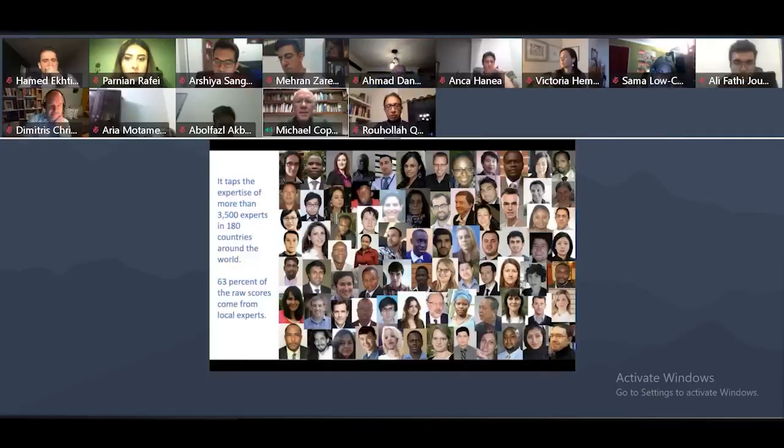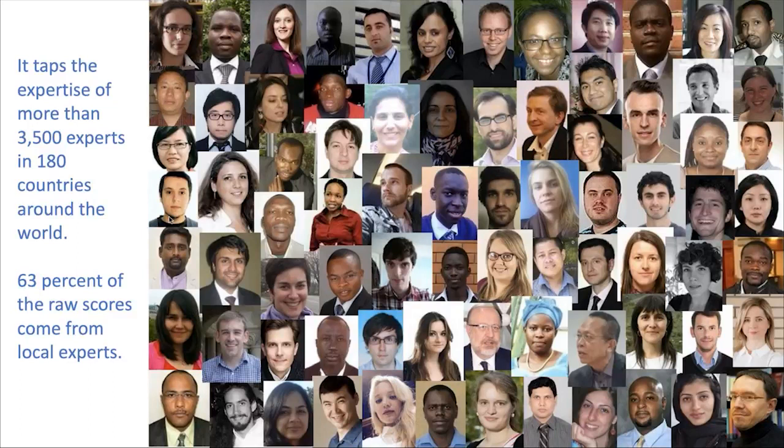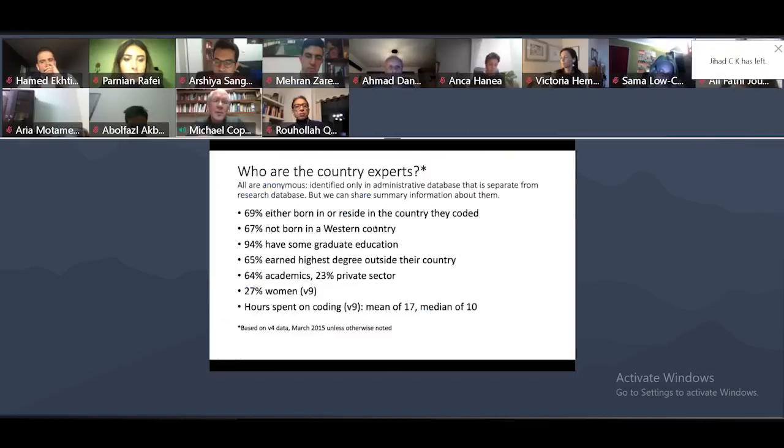Next slide. These are some of our, not country experts, but our country managers, people who have actually been working on VDEM, and it's a very diverse global sample of people. We've used more than 3,500 experts in over 180 countries around the world, and 63% of the raw scores we use in the project come from local experts, people who are nationals of or residents in the countries that they're rating. Next slide. Some characteristics about them in the aggregate.